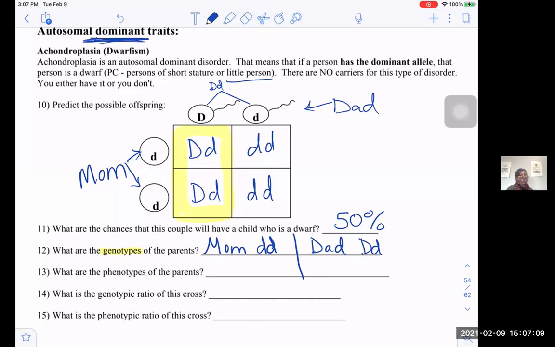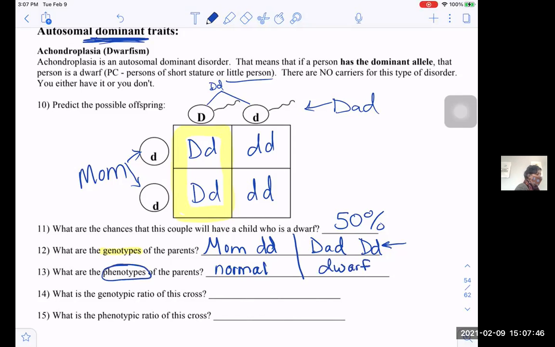All right, what is mom's phenotype? Is she normal or is she a dwarf? Yep, thanks, Faith. She is normal. She's normal heighted. And dad having the little d or the big D makes him what? It means that he's dwarf.